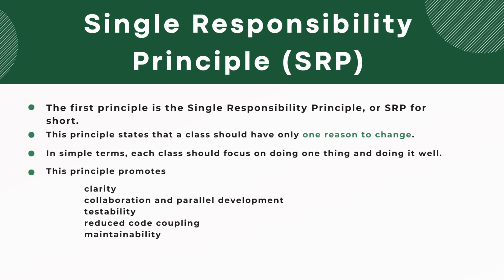Instead, you can split this into two classes, an AuthService class for handling login and logout operations, and a UserRepository class for managing database interaction. By separating these responsibilities, the code becomes easier to maintain and test. This approach reduces dependency and makes your app more modular.